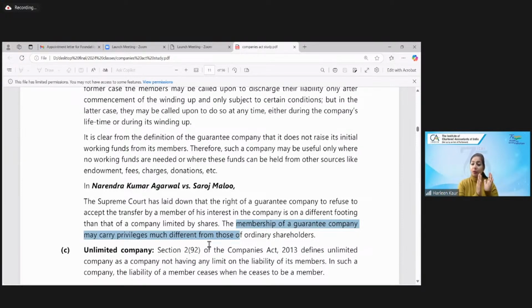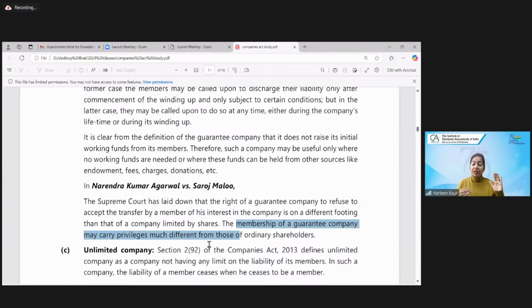And let's assume D and E are the shareholders. So what is the difference between a member of the company and a shareholder? When your name is entered in the register of members, you become a member of the company, and only when you take up a share in a company, you become a shareholder. So D and E are the shareholders. They have invested money in the company. A, B and C have only given the guarantee.